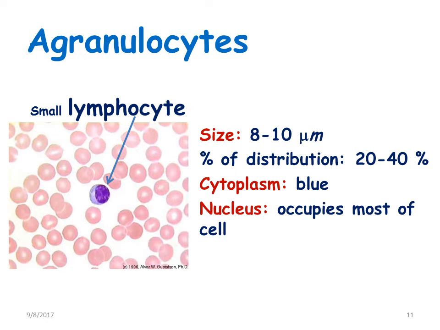When you now look at the small lymphocyte, 8 to 10 microns in diameter, the percentage of distribution is the same, 20 to 40%. Normally we don't differentiate between the large and the small lymphocytes. Together we can consider them as lymphocytes. Cytoplasm is blue in color, and the nucleus occupies most of the cell.